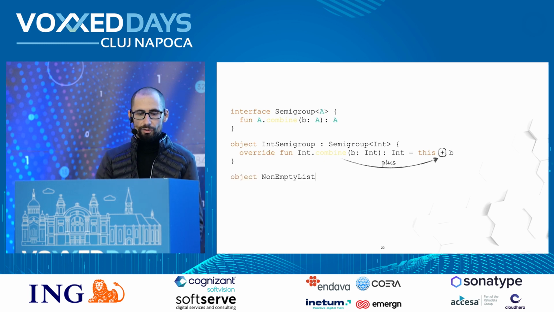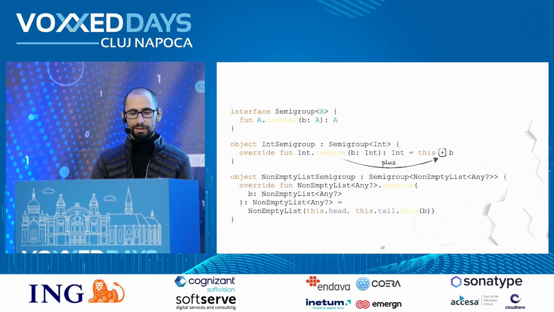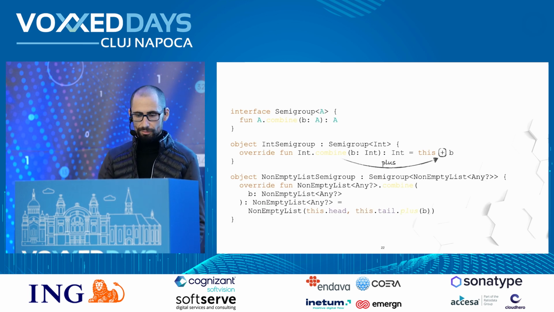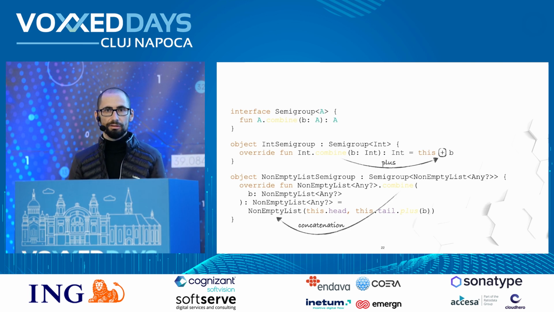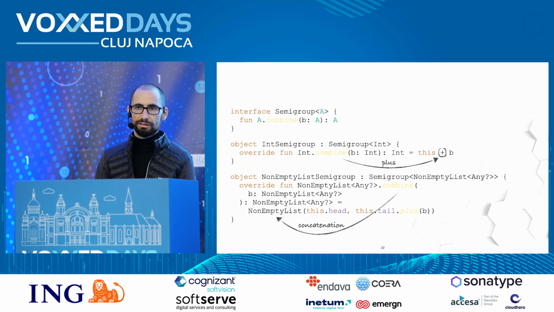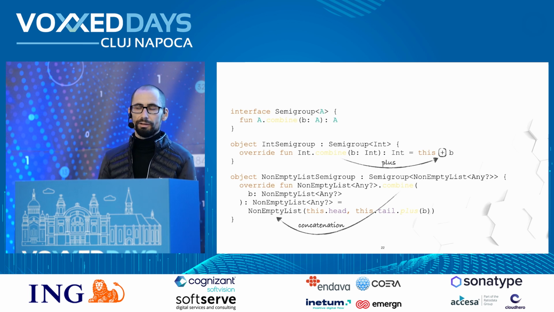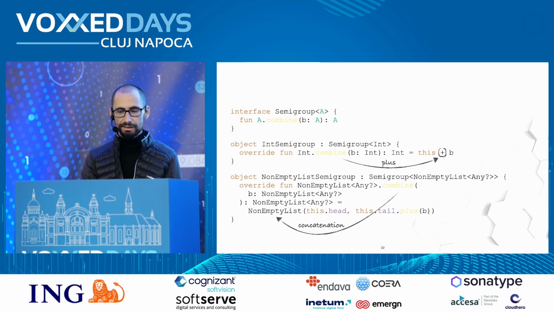For non-empty lists, even though this might look a bit fuzzy or a bit more complicated, it's actually not, because the only thing that happens here is list concatenation. So in our case, where we're using non-empty lists, we want to concatenate those lists to produce one single list with all the elements inside it.